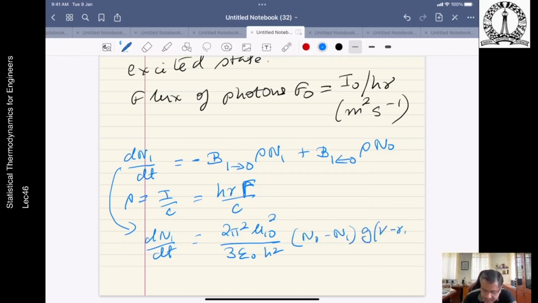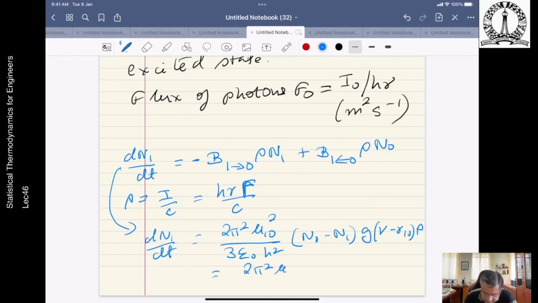G v minus v naught rho. Now you may be thinking about what this G is and what these other things are. So we will take a detour right here, after these expressions are done.